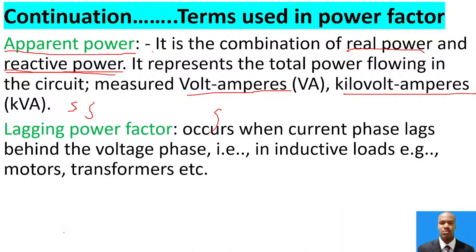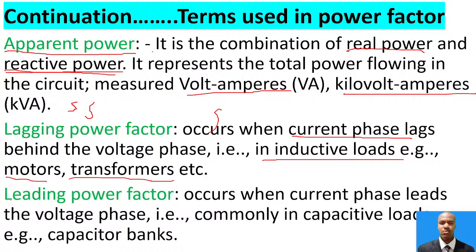Then the other term is the lagging power factor. This one occurs when the phase current lags behind the voltage of that phase. So you can simply say it occurs when the current lags behind voltage, and it is commonly experienced in inductive loads, e.g. the motors, induction motors, and the transformers.